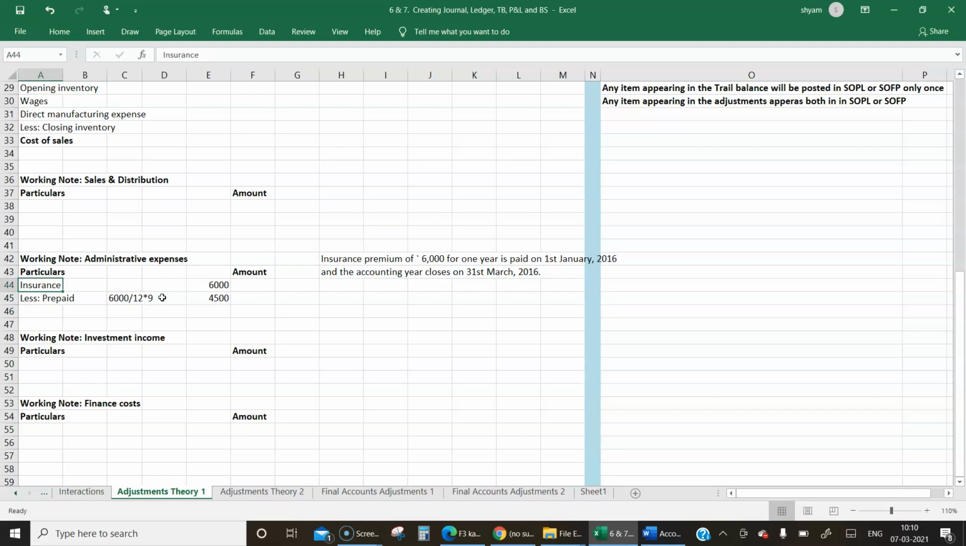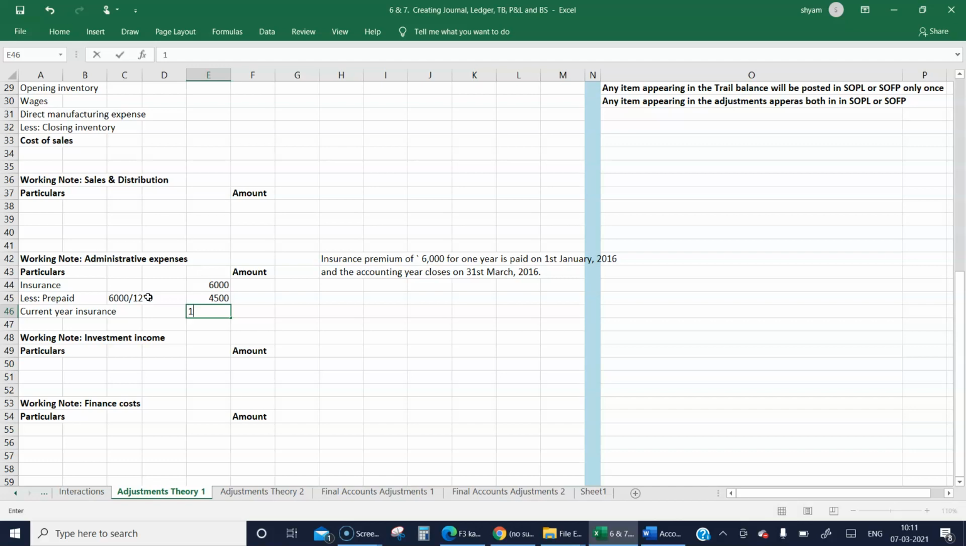So now we got the idea here. What would happen here? In your P&L, you show 6,000 and you deduct 4,500, and the current year insurance alone you have to show. You should not show things which are more than that. You should show only that number.